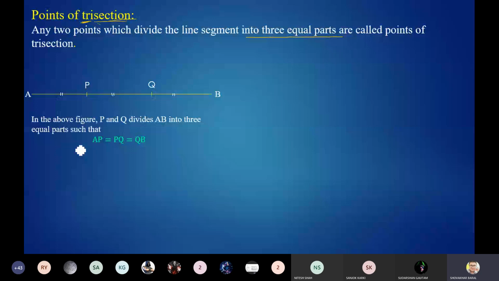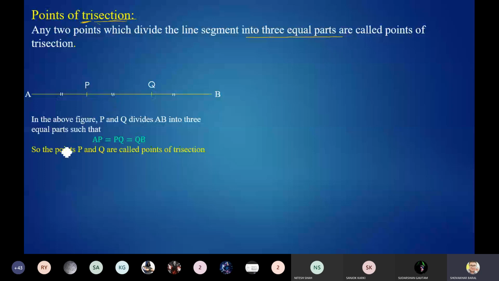The distance between AP is equal to the distance between PQ is equal to the distance between QB, or you can say the length of AP equals the length of PQ equals the length of QB. If these three are equal, then these points lying between A and B are called the points of trisection. So the points P and Q are called the points of trisection.